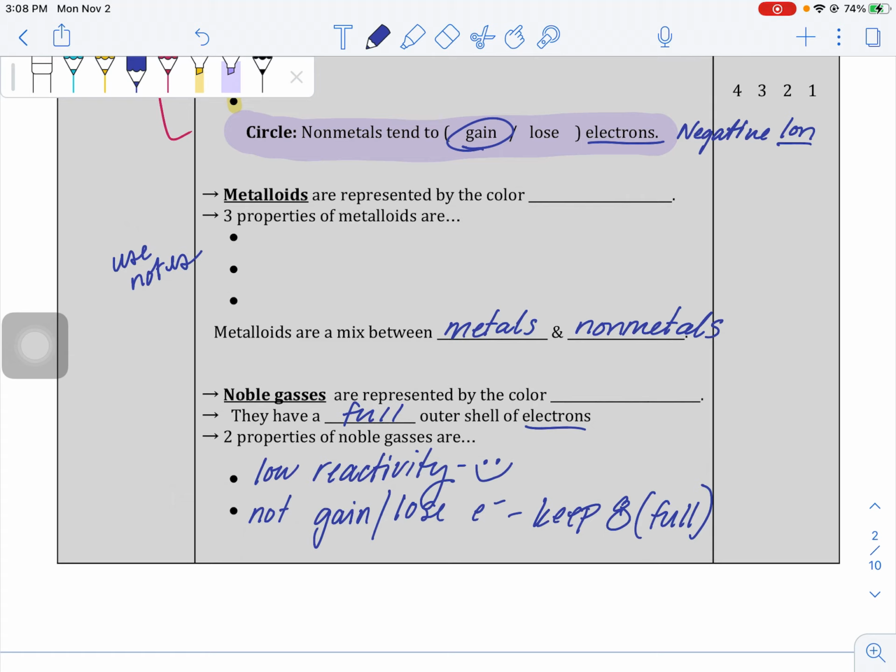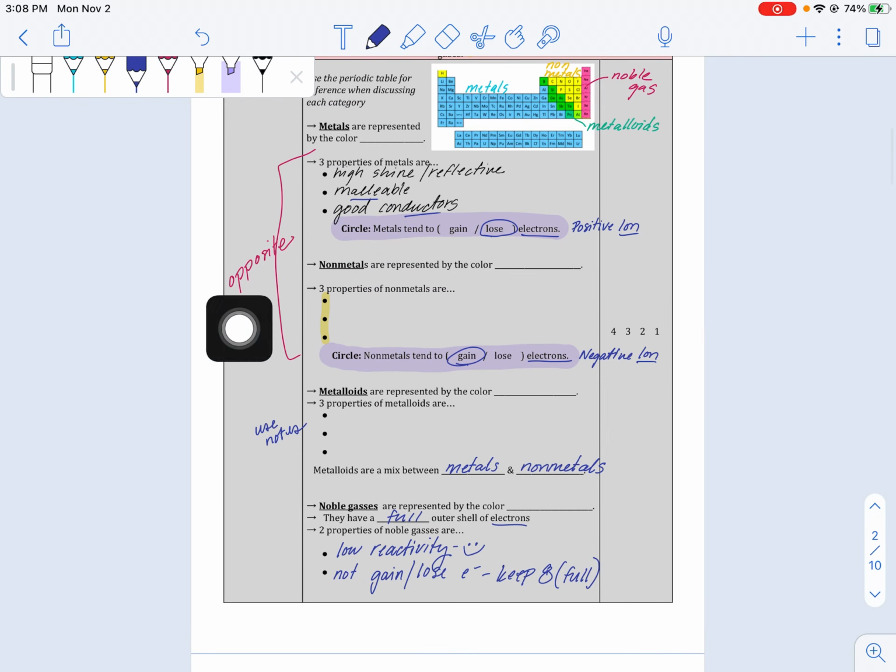So those characteristics we're going to start to utilize as we think about how atoms like to bond to each other. And we'll start to see some similarities between nonmetals and metals as we go.